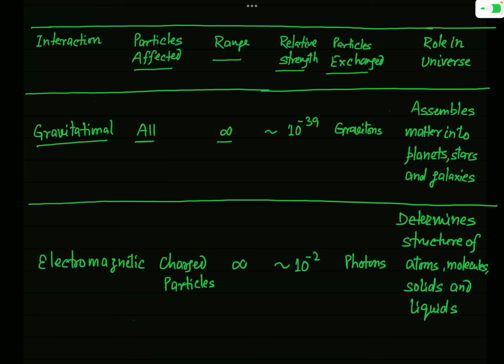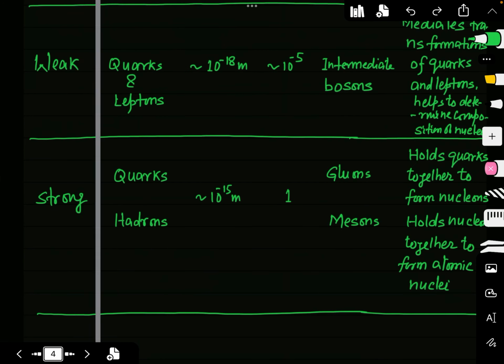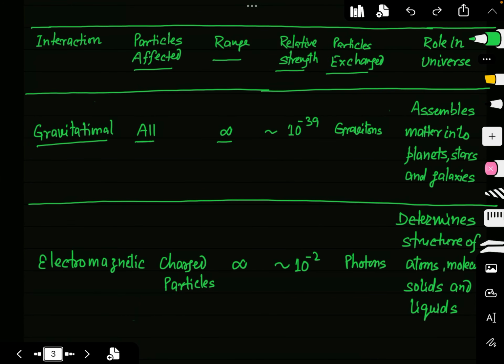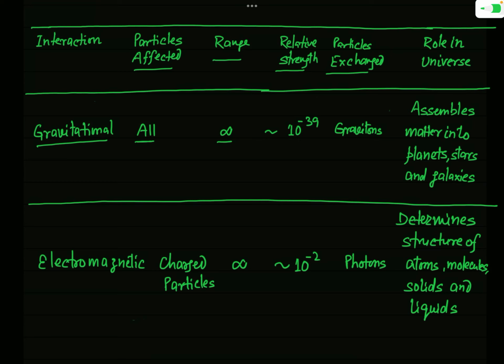Okay, and relative strength. As I have told you, you can see in this table that we have considered the strength of the strong force to be 1. This is just a relative value. So if we consider that the strength of the strong force is 1, then in comparison to that, the strength of the gravitational force will be 10 to the power minus 39. This is its order. And this fact I have mentioned earlier.